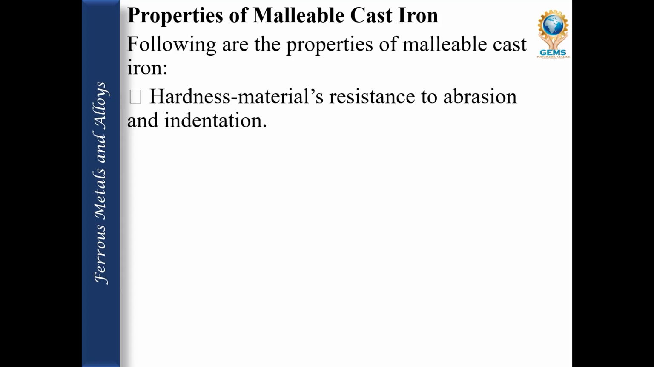Let me explain abrasion. Abrasion is the process of scraping or wearing something away. Indentation is a hollow space, something like a small hollow in the structure.